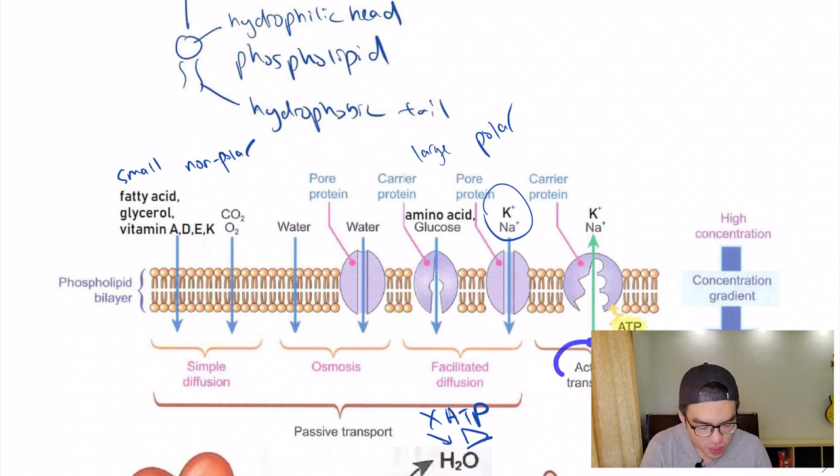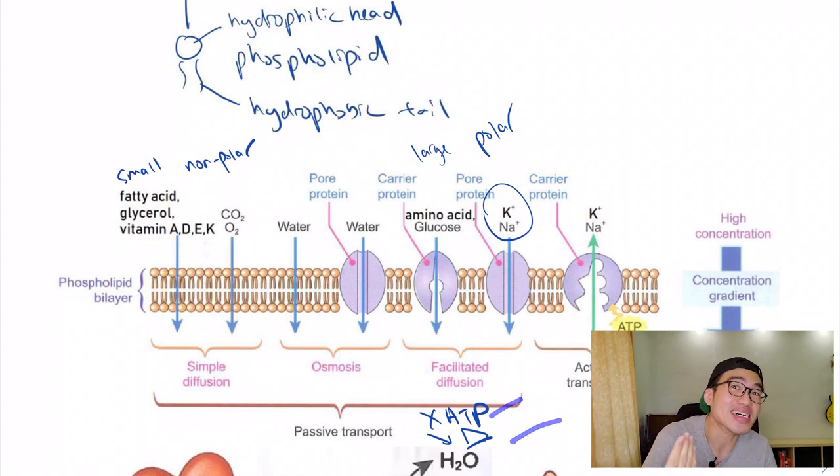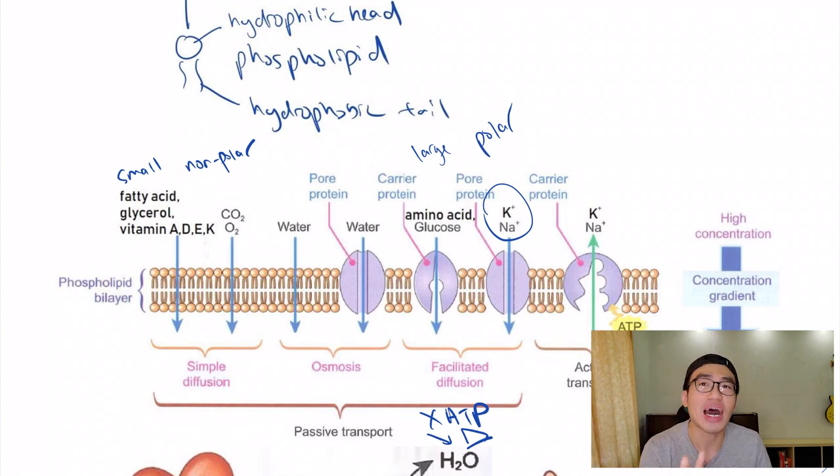If active transport, this is very simple. Active transport means the opposite of passive transport, meaning they need ATP and of course they are going against the concentration gradient. Meaning they are going from a low concentration to a high concentration area. They are going against the gradient. That's why they need energy.